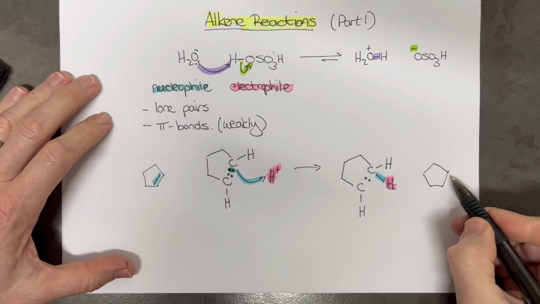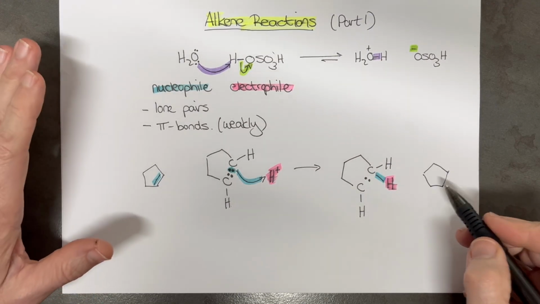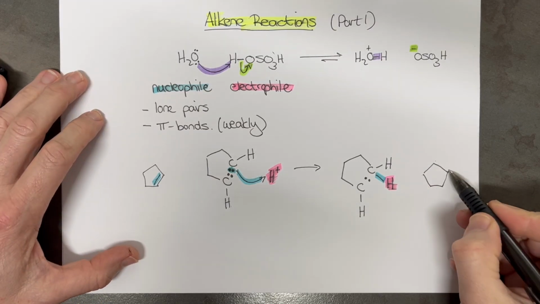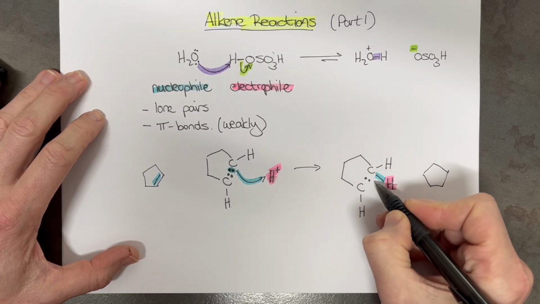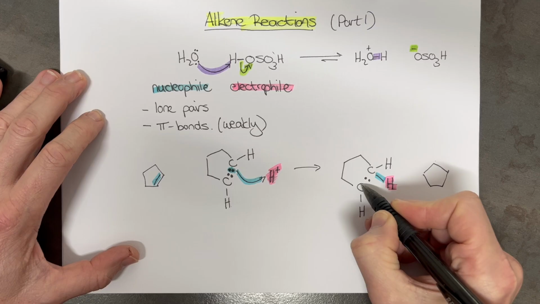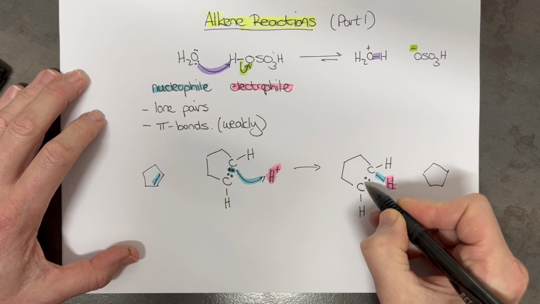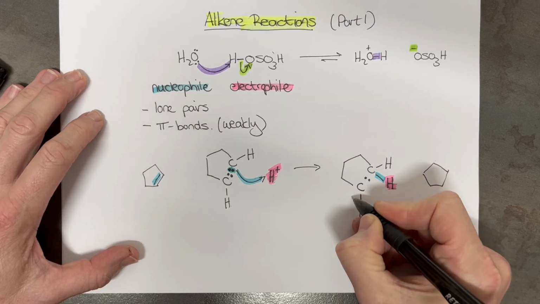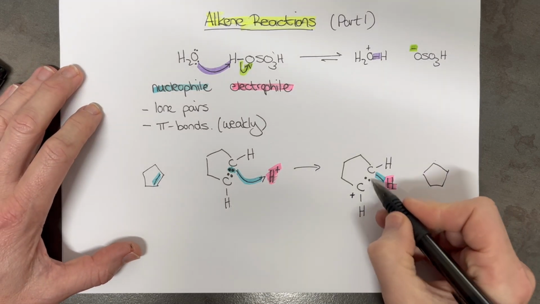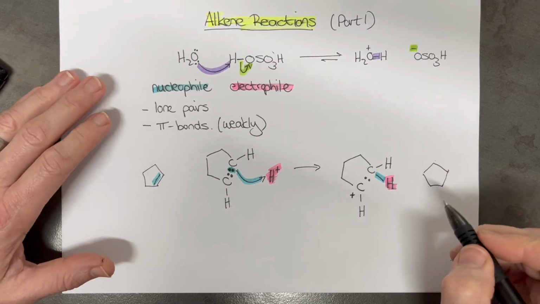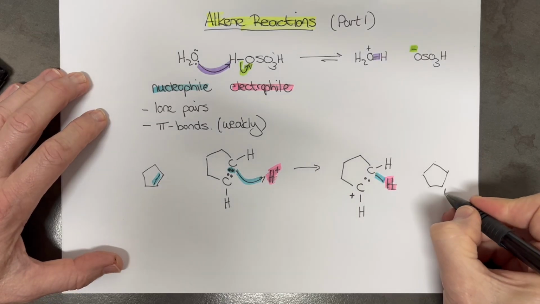Because this would be cyclopentane, and its molecular formula would be C5H10: 2, 4, 6, 8, 10. But notice that when those electrons were given away to that proton, this carbon now only has 3 bonds to it: 1, 2, 3. And so this carbon is no longer neutral. It is actually positively charged, because it only owns 3 of the 4 electrons that it would like to own. So it's got 1 less electron than it should have, and so it is positively charged. In other words, it looks like that.